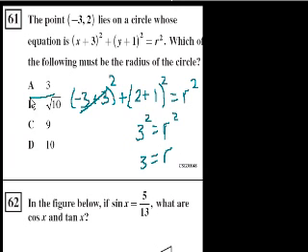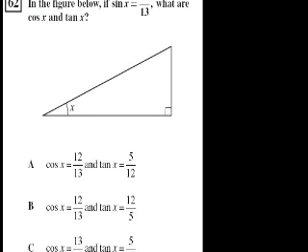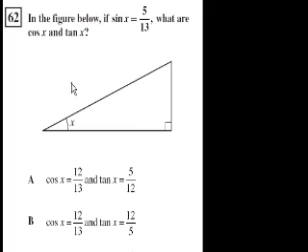So all you have to do is substitute the x and the y values, right? Because any point that satisfies this equality is on the circle defined by this equation. They say this point is on the circle, so you just have to substitute them in and solve for r. Problem 62. Looks like we're going to do some trigonometry.